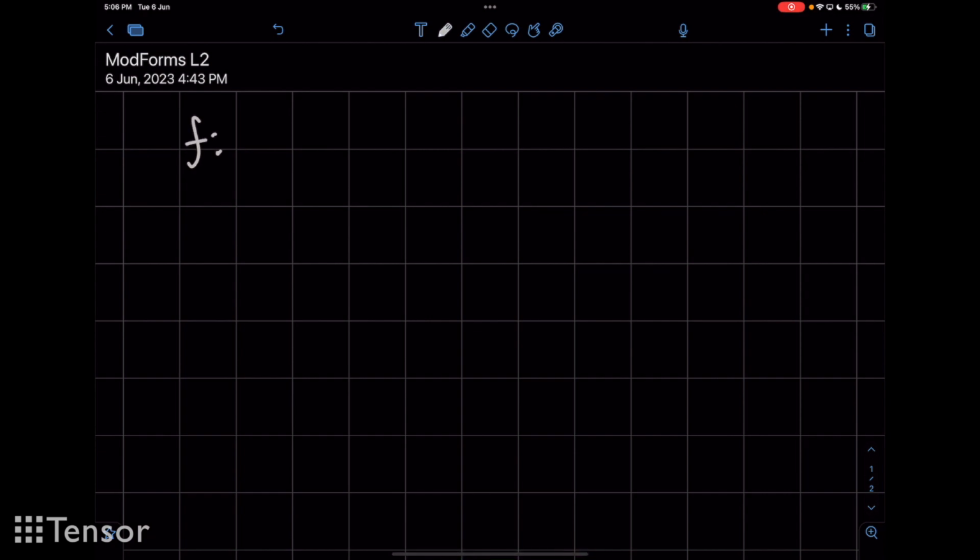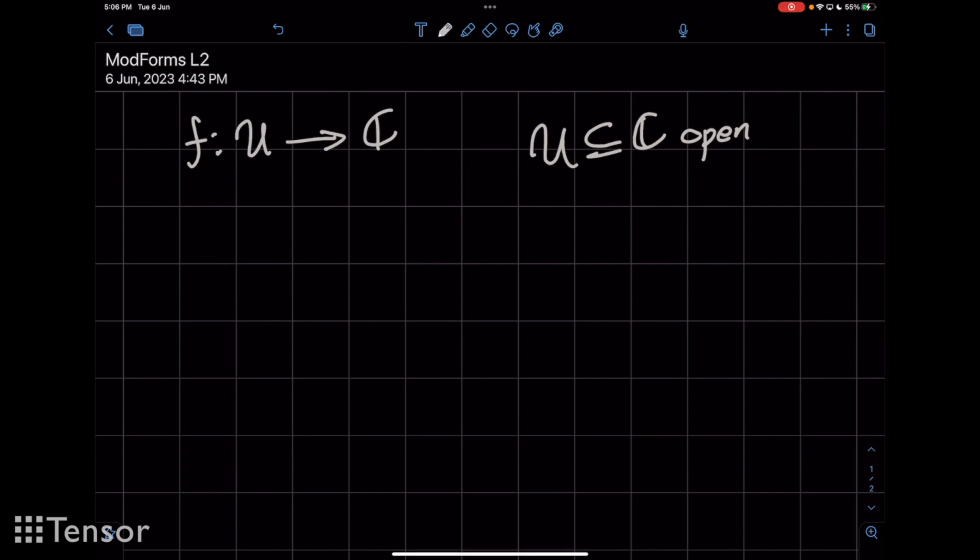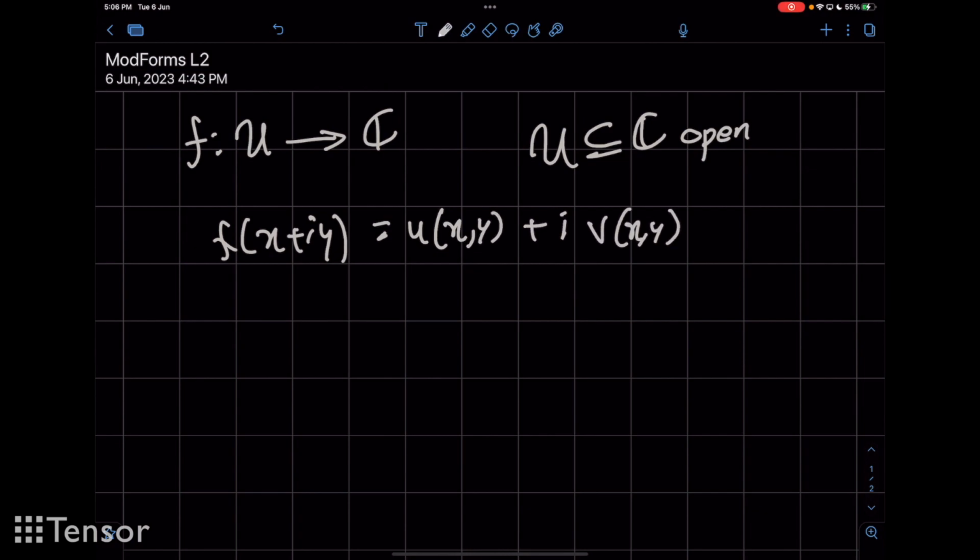So let's say we have a function f from an open subset of the complex plane. So U is an open subset of the complex plane, and I have a complex valued function that takes inputs from the open set U, and then I can write this function as f of x plus iy equals u of xy plus i v of xy. So the u and v are the real and the imaginary parts of f, respectively.